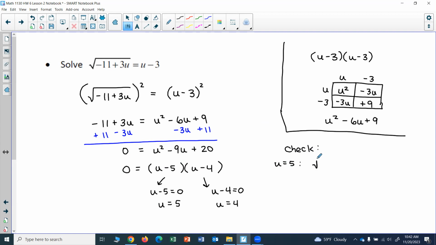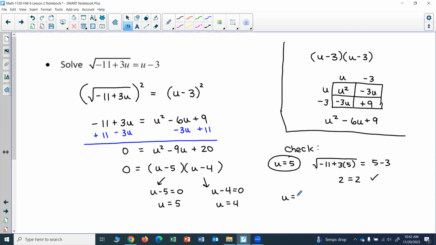So I'll plug that in. So I'll have the square root of negative 11 plus 3 times 5 equals 5 minus 3. And I want to check and see if that's true. So the square root of negative 11 plus 3 times 5 is 2, because I get 15 minus 11 is 4. Take the square root, I get 2 equals 2. So u equals 5 is a valid solution. I definitely want to include that one.